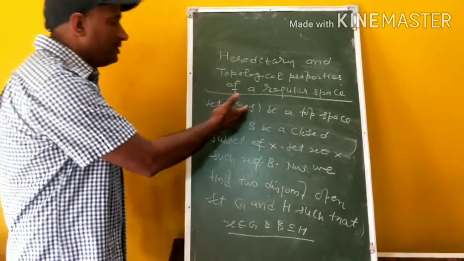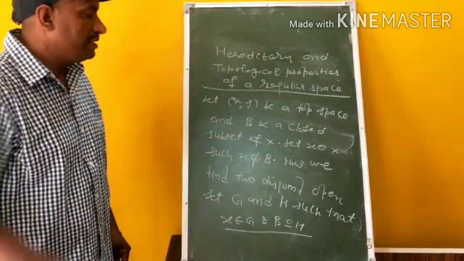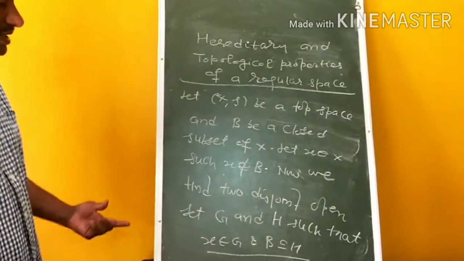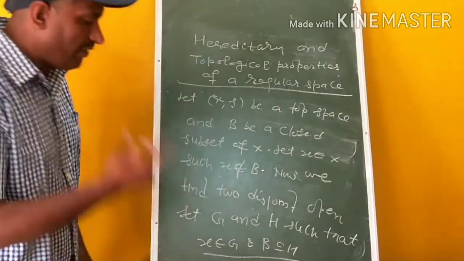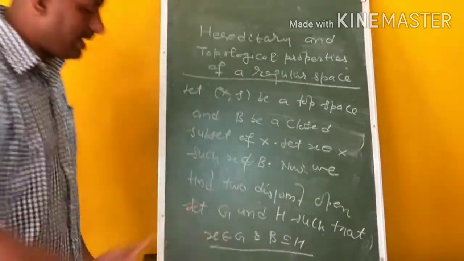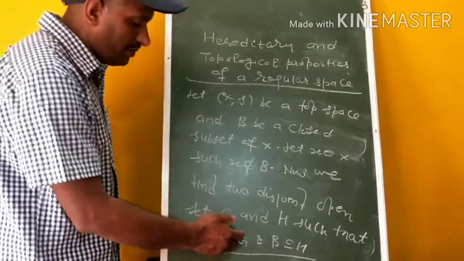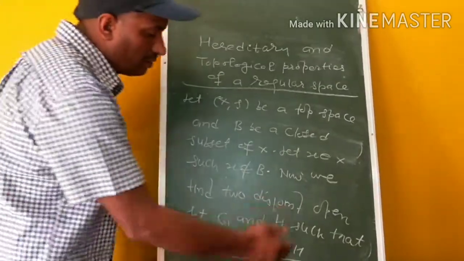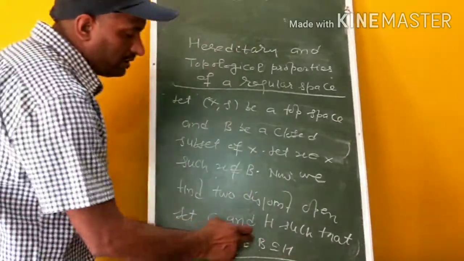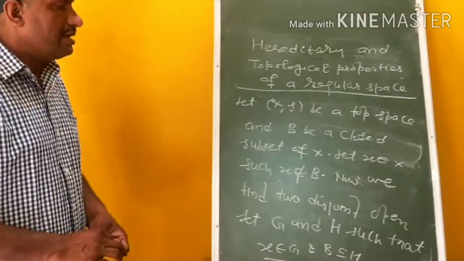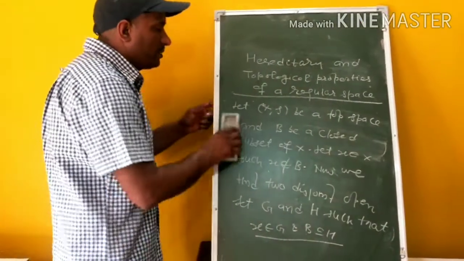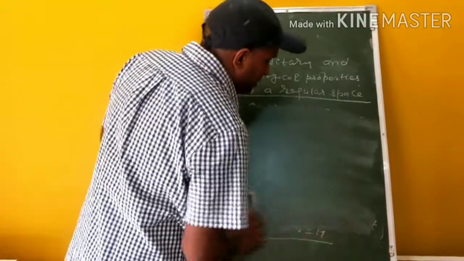Now we have given a topological space, B a closed subset of X, and a point which does not belong to this closed subset B. Then if you are able to find two disjoint open sets such that the point belongs to one open set and the closed set belongs to the other open set, and both G and H are disjoint, that space is said to be regular space. Now we do some examples of regular space.